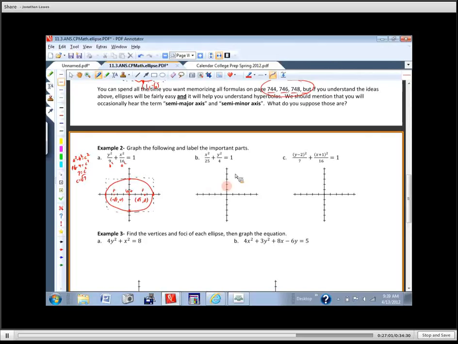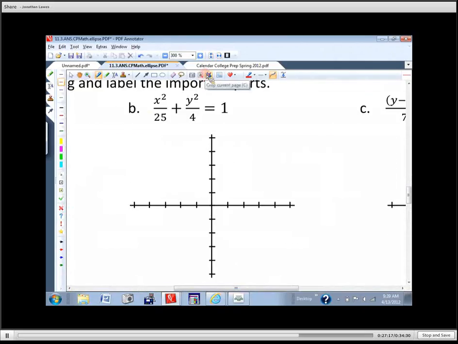Could you do this one? Does it run horizontally or vertically? Major axis horizontal or major axis vertical? Horizontal, because the bigger one's underneath the x, right? Five units in the x. Only 2 units in the y. So this one is really elongated.